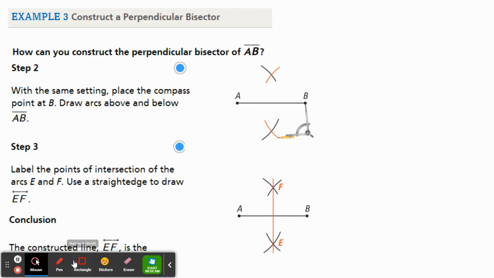Okay, next steps. Now with the same compass setting, you put the compass on B and do the exact same thing, and notice you get the two arcs. Again, you have to keep that setting the same. The intersection of these two arcs, right here and right here, gives you the points F and E to then construct line EF. This line EF is going to be perpendicular, and it's going to bisect segment AB. And that's that.